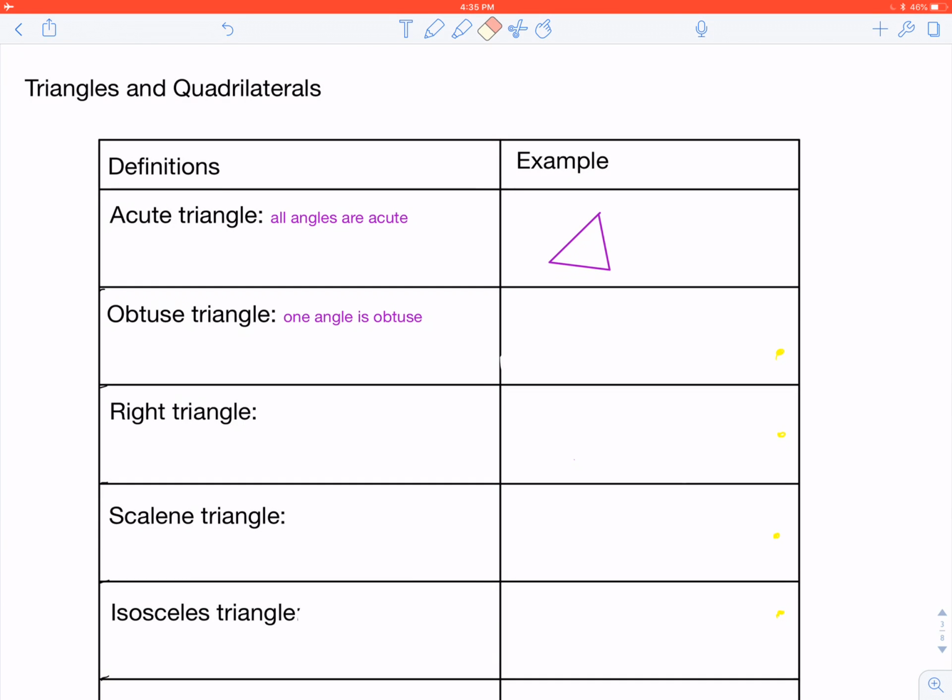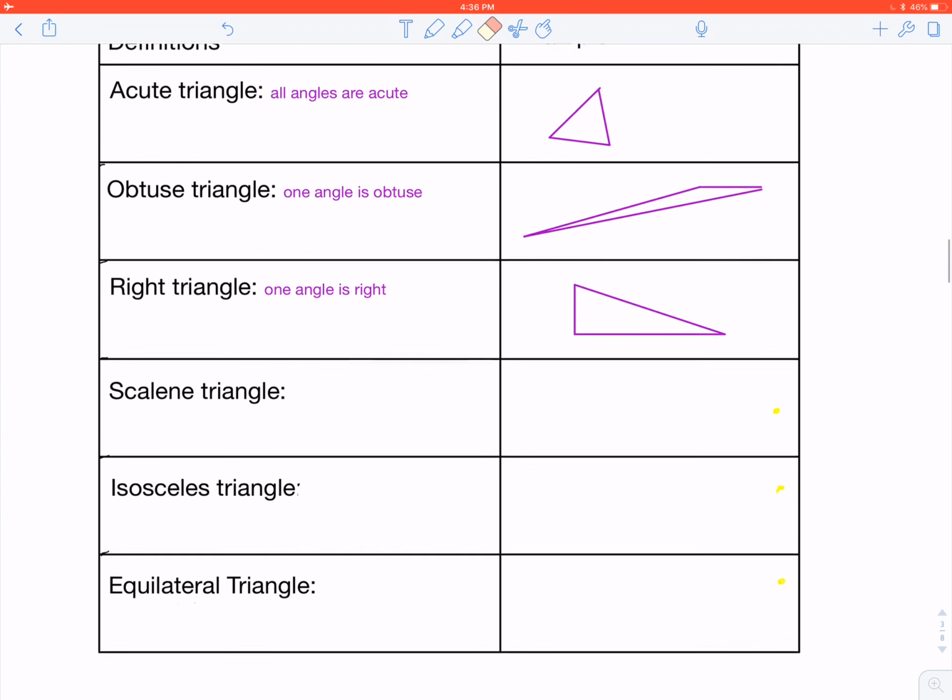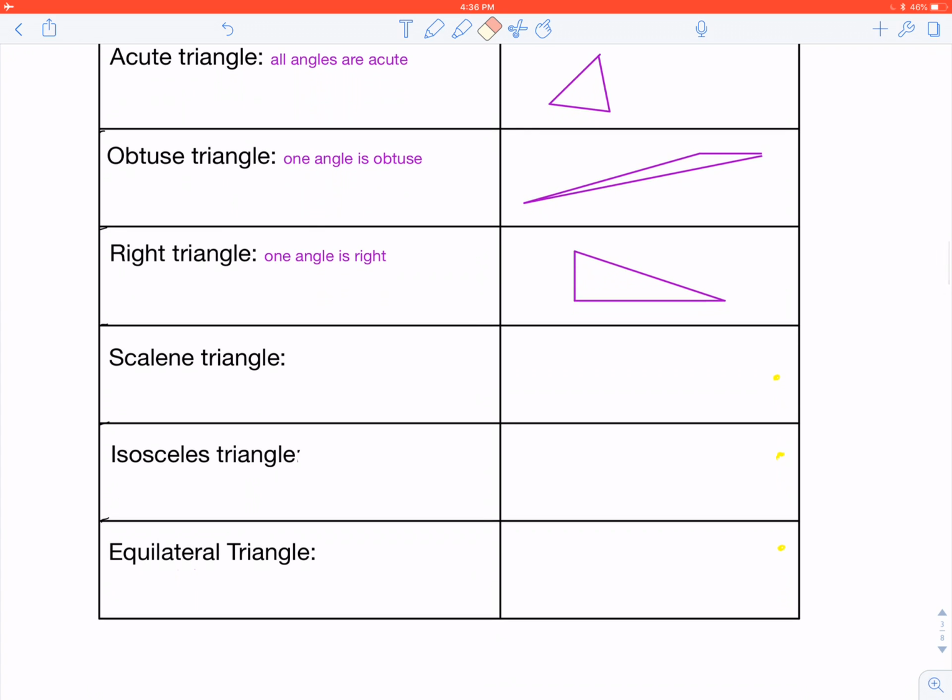The obtuse triangle is where I have a triangle and one angle is obtuse. So this would be an example of that. The right triangle is going to be a triangle where one angle in the triangle is a right angle. So all three of those talked about the angles in the triangle. Now, the next three are going to talk about the sides of the triangle.